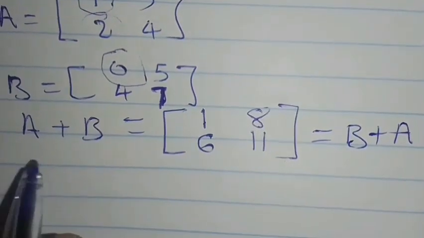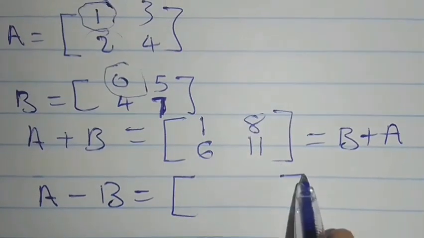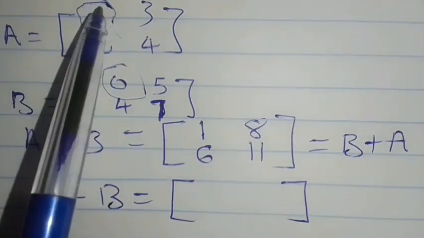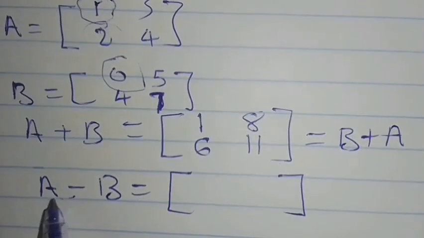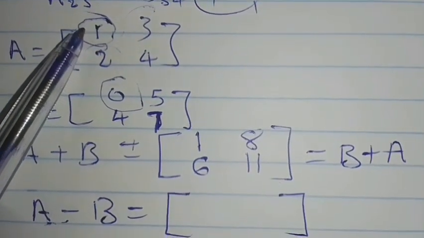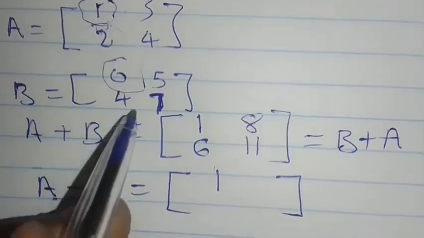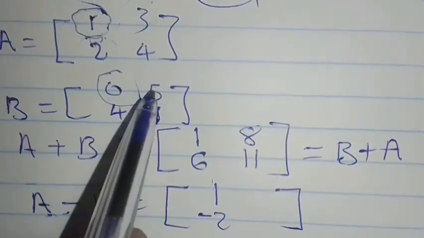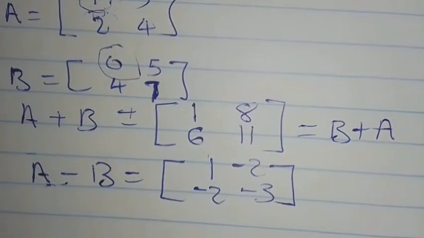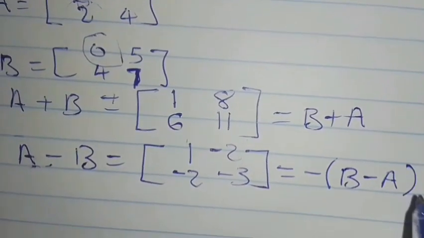Now A minus B is the same process. You subtract the corresponding entries. Remember, it's technically A minus B, so you take the row 1, column 1 entry of A and subtract the entry of B. So 1 minus 0 is just going to be 1. Then 2 minus 4 is minus 2. Then 3 minus 5 is minus 2. And then 4 minus 7 is minus 3. So that's what you're going to have. This is just going to be the same as minus B minus A.